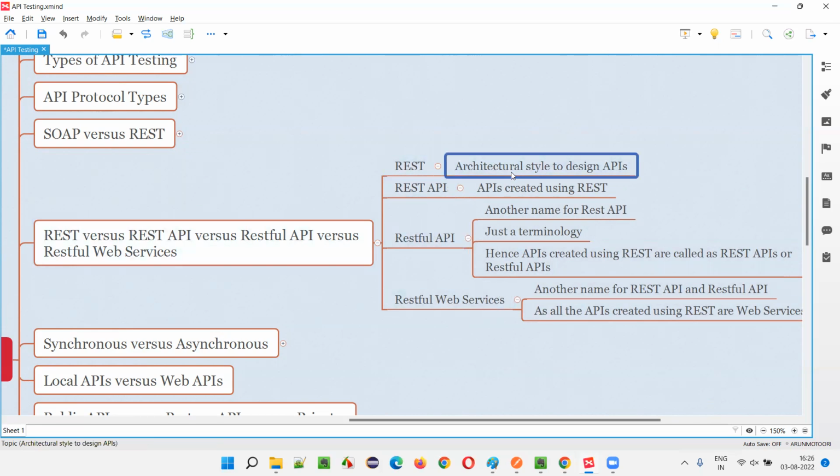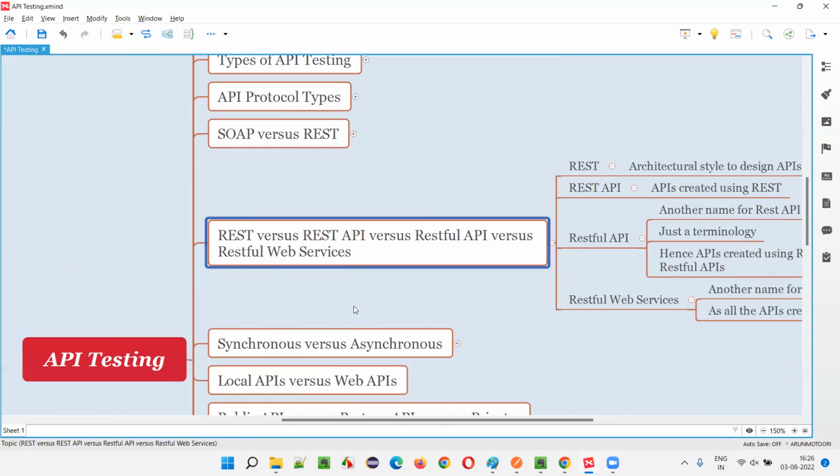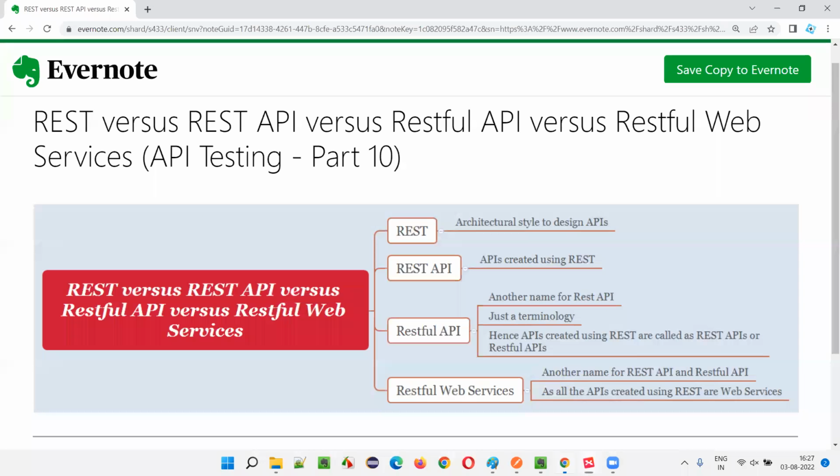REST is an architectural style which can be used by developers for developing APIs. Whatever APIs are created using this REST architectural style can be called REST API, RESTful API, or RESTful web services. Hope you got the difference. The last three terms are the same: REST API, RESTful API, RESTful web service. REST is an architectural style. The remaining ones are all the APIs that are created using the REST architectural style. Hope you understood the difference between REST API, RESTful API, and RESTful web services in this session.